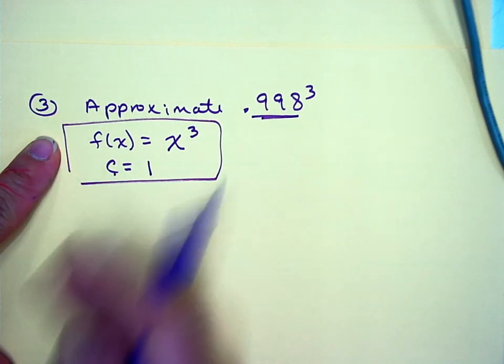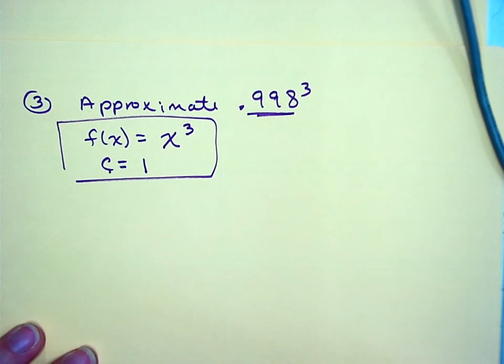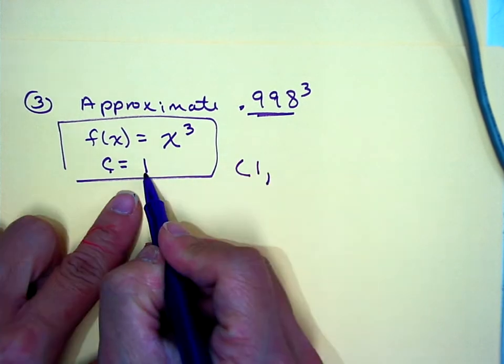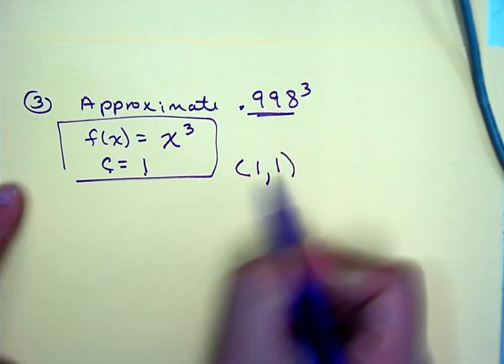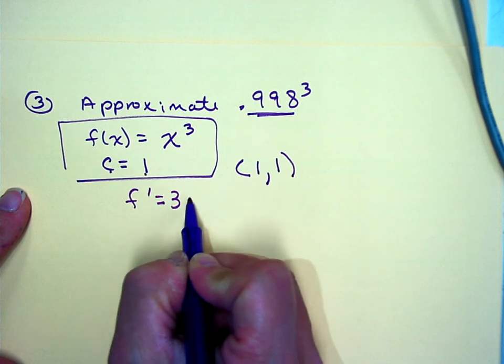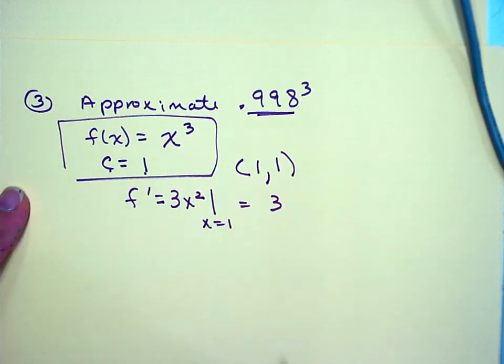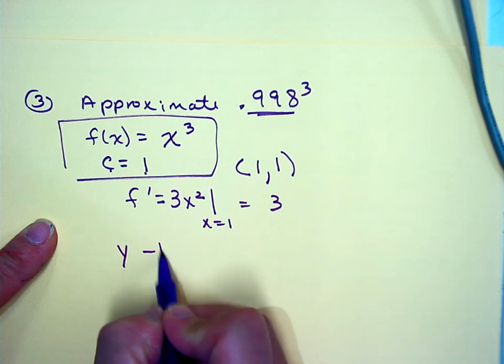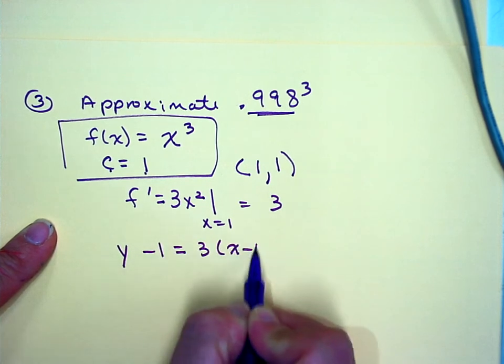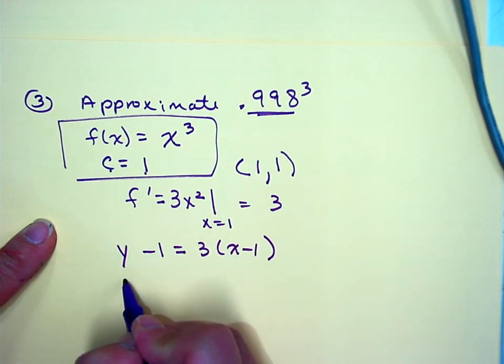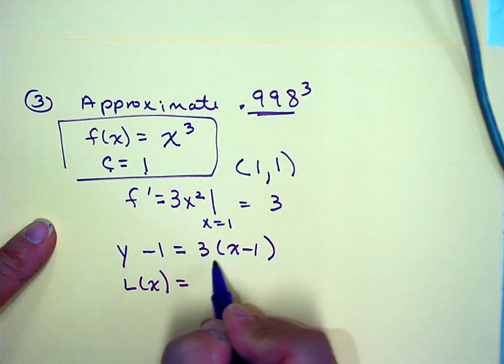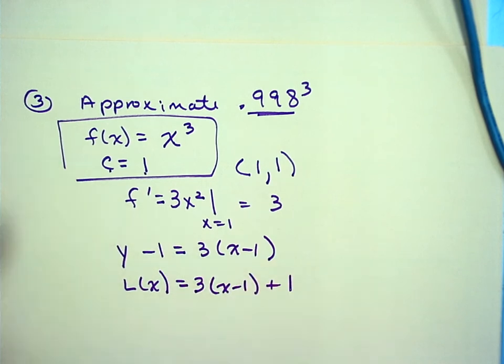So again, I'm going to do the same thing. I'm going to come up with the equation of a tangent line. I need a point. Here's 1. 1 cubed is 1. I need a slope, which is my derivative, 3x squared. At x equals 1, my slope is 3. Write the equation of the tangent line. Y minus 1 equals 3 quantity x minus 1. Okay, so I'm going to rename this as L of x, and if I multiply this out, I'm just going to leave it like this. So there's the equation of the line.